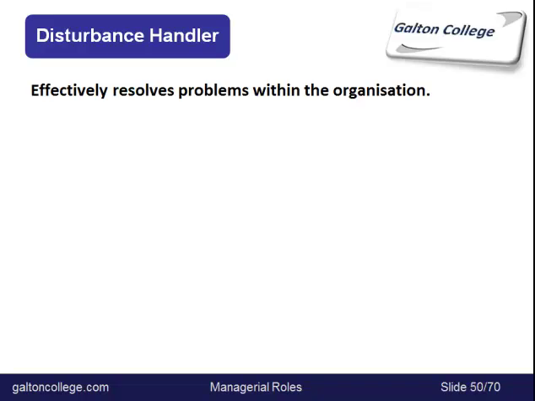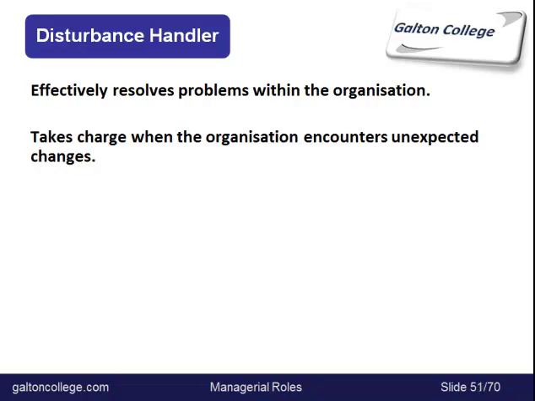Now, Disturbance Handler, well, effectively resolves problems within the organisation. Whenever there are problems, the manager is the person who deals with the problems and deals with the organisation. They take charge when the organisation encounters unexpected changes. So when there is a big issue in the organisation, some big problem, perhaps the manager steps in and takes control and keeps control until the situation is resolved and it's handed back to a more normal working situation.